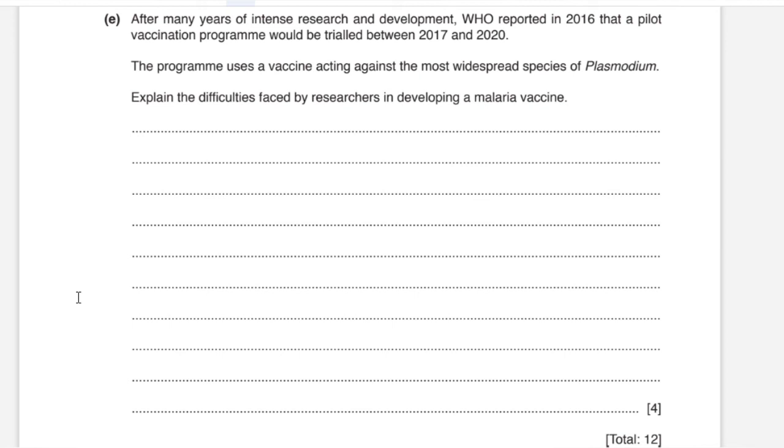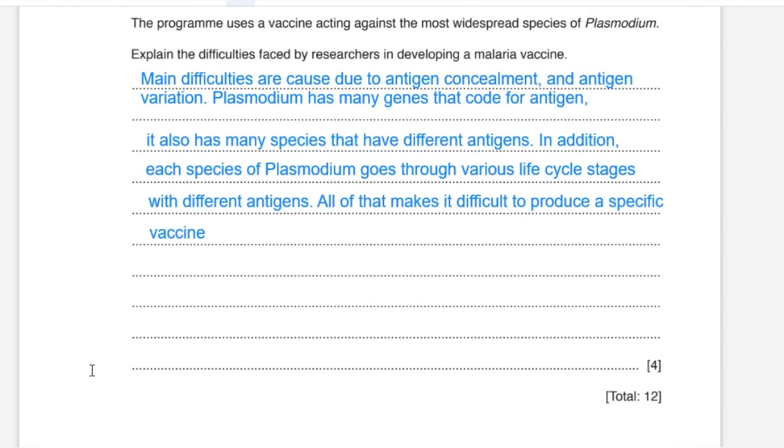Because Plasmodium has many genes that code for many antigens, it's difficult to produce a vaccine that is specific to all of the antigens of the pathogen. Also, Plasmodium has many species, all of the 4 species having their own antigens. So this also adds to the difficulty in making a vaccine specific to all of the antigens. And a third point is about how the antigens of even a single species change when they go through the different life cycles in the human body.